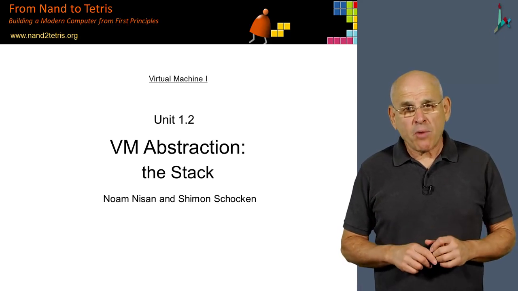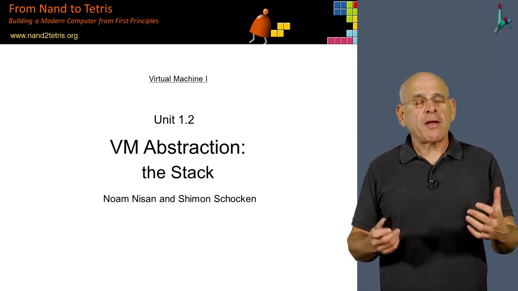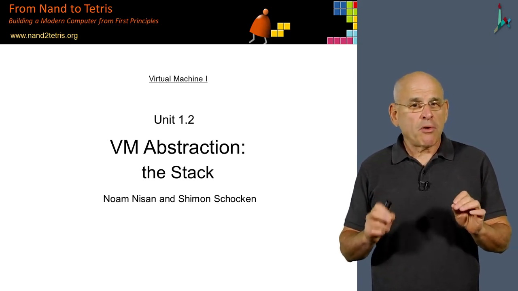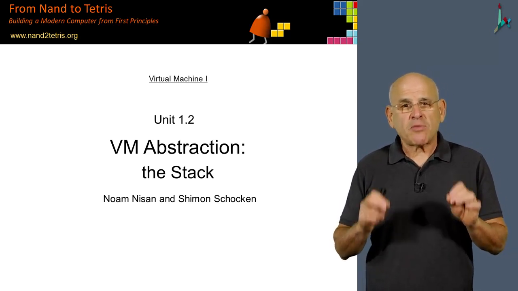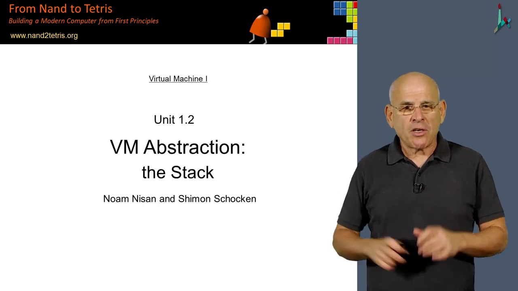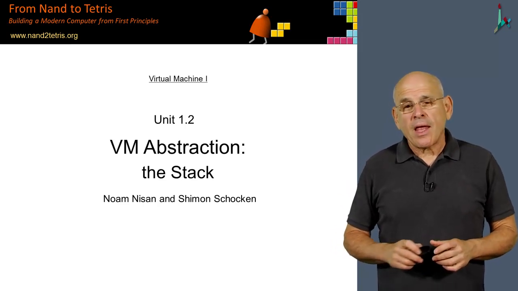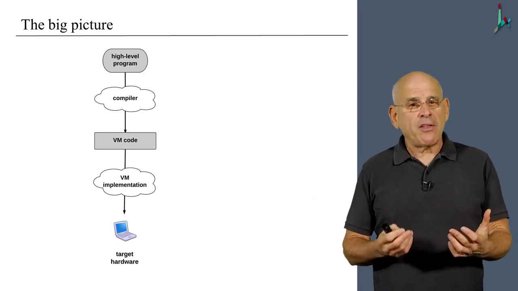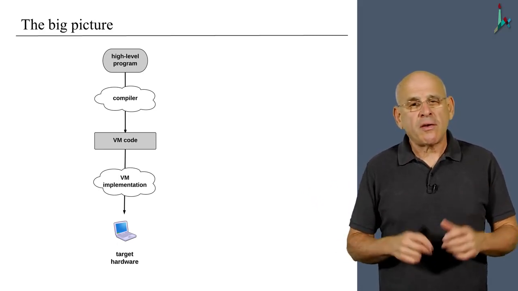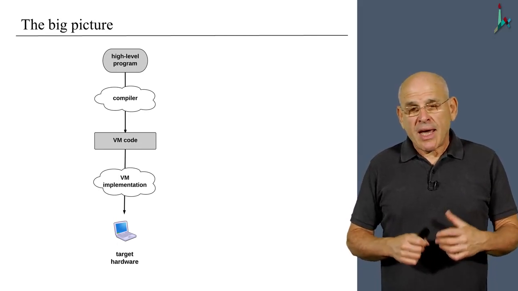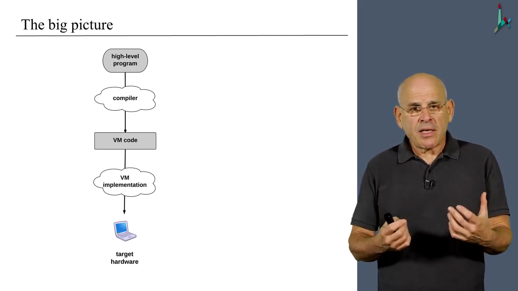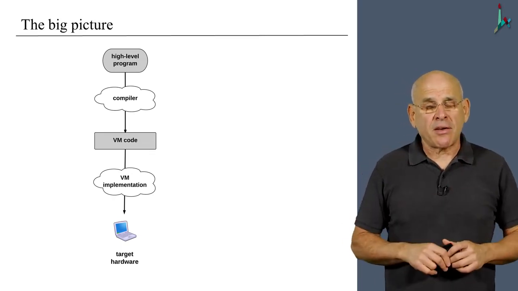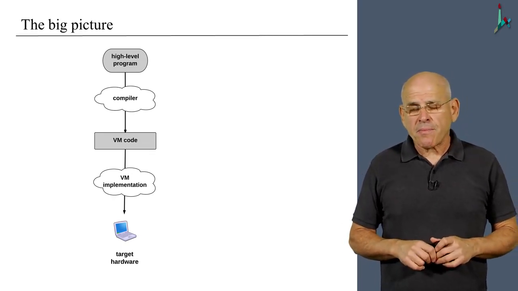In the second unit of this module, we'll begin exploring the VM abstraction, and we'll start by talking about the most important element in the abstract VM architecture, which is the stack. Now, I wish to start with the big picture, as usual, and remind you that we are developing a two-tier compilation process. And the centerpiece of this process is the virtual machine that operates the VM code that you see here in the center of this slide.